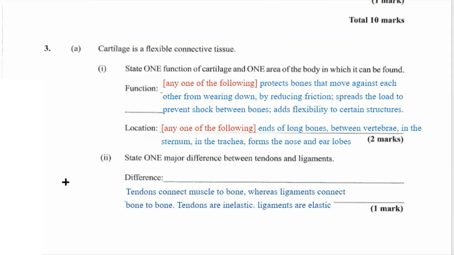And we have several things to talk about here. One, we can talk about the function of the cartilage as well as the location of the cartilage. Any one of the following would work. So those are three possible answers. Protect the bone, spread the load, prevent shock, and add flexibility. And then the location. Where can we find these tissues? You can find them at the ends of long bones. You can find them between vertebrae. You can find them in the sternum, trachea, and of course for the flexibility, your nose and earlobes, right, to produce very flexible structures.